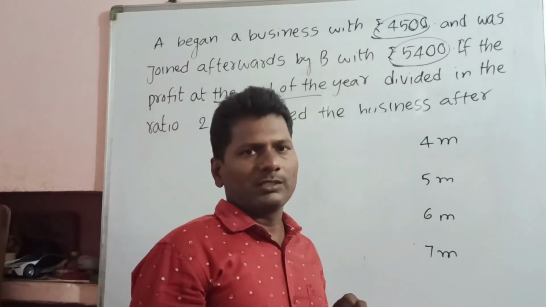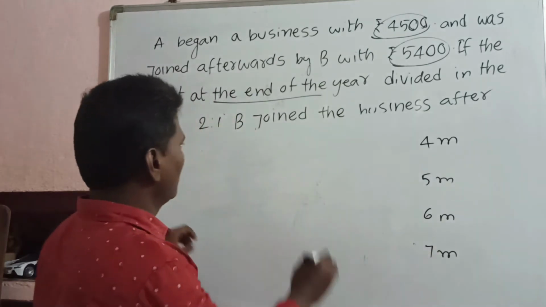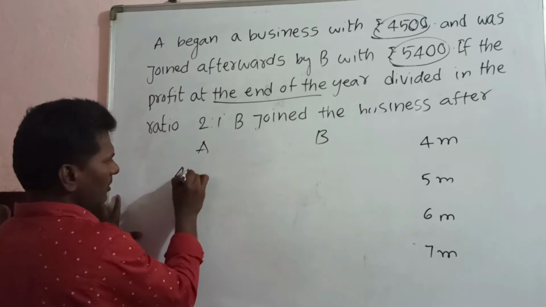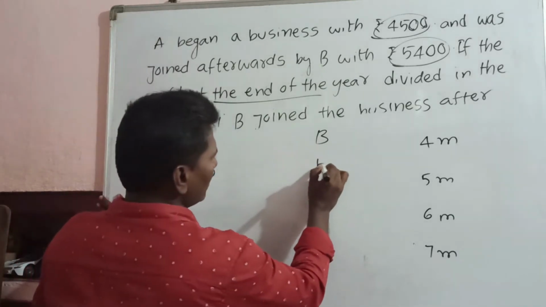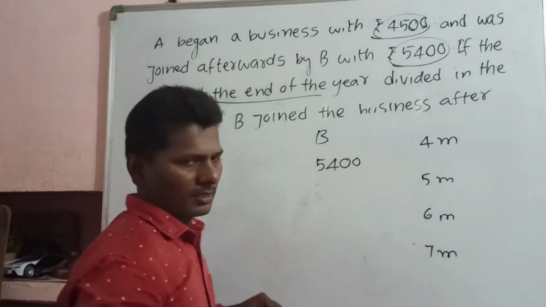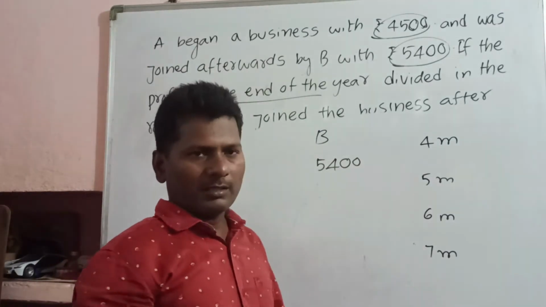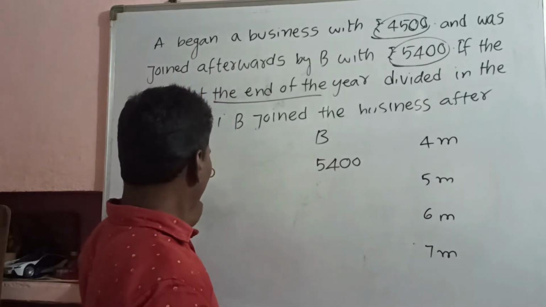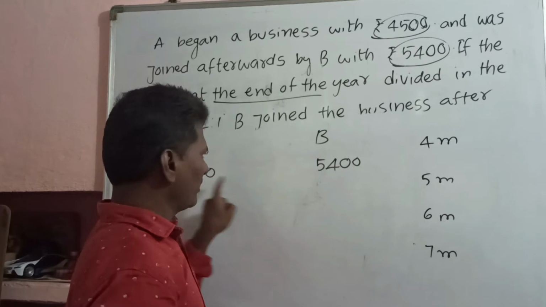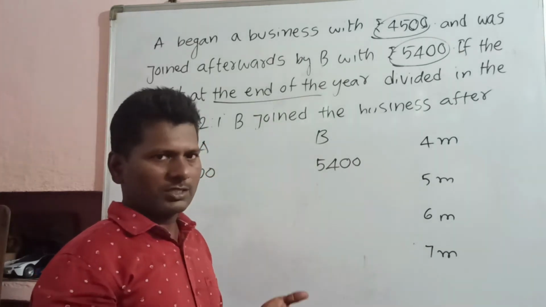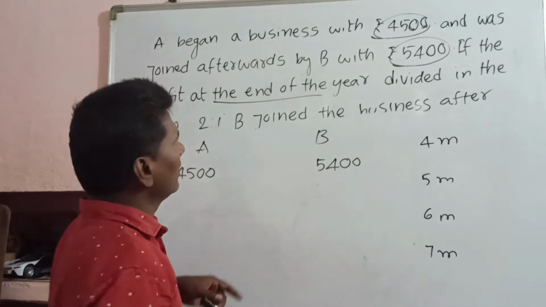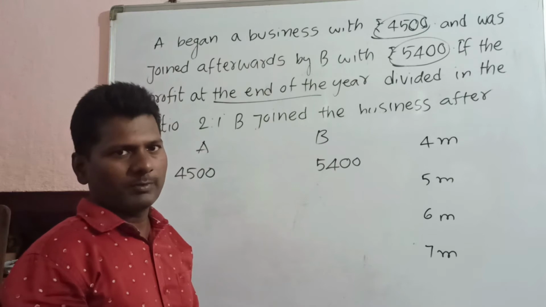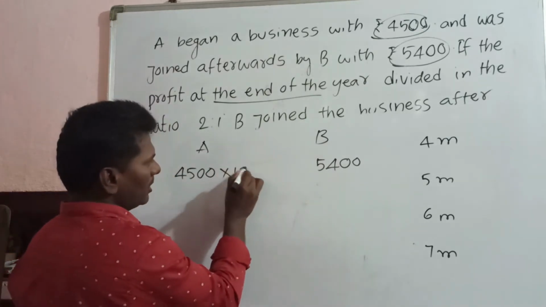Let us solve this question in the ordinary method. First I am writing investments. A's investment is 4500, B's investment is 5400. Here investments and time period are important. So first I write the investment of A and investment of B. Next we have to write the time period. Here A did business for 12 months, so I am writing 12 months.